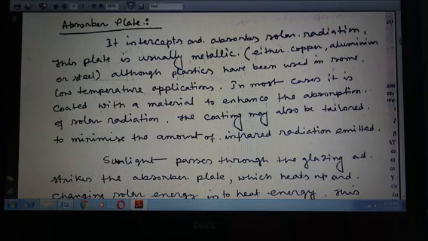It intercepts and absorbs solar radiation. This plate is usually a metallic plate, either copper, aluminium or steel, although plastics have been used in some low temperature applications. But for high temperature, metal is the preferable material. In most cases, it is coated with a material to enhance the absorption of solar radiation. The coating may also be used to minimize the amount of infrared radiation emission.